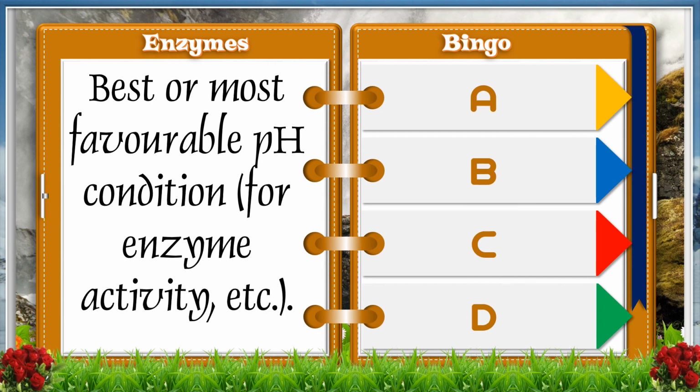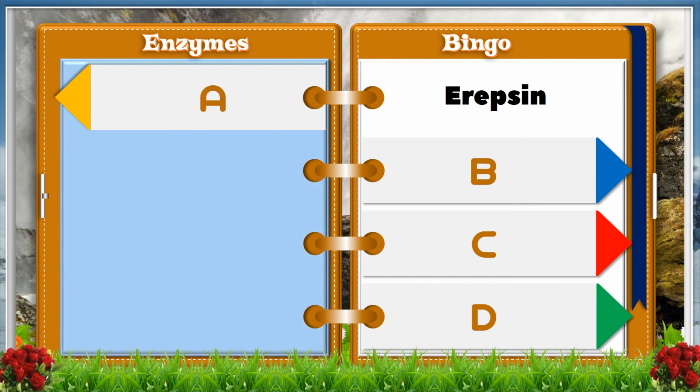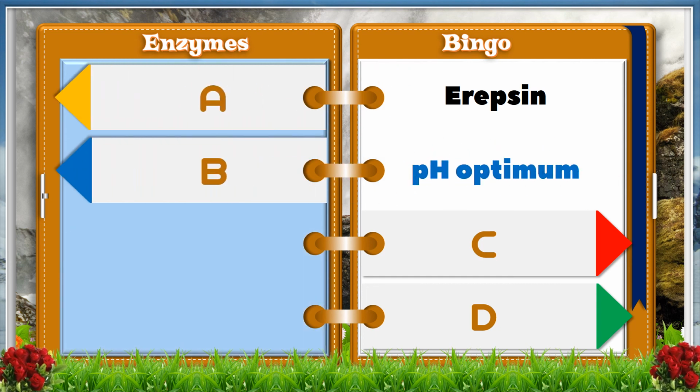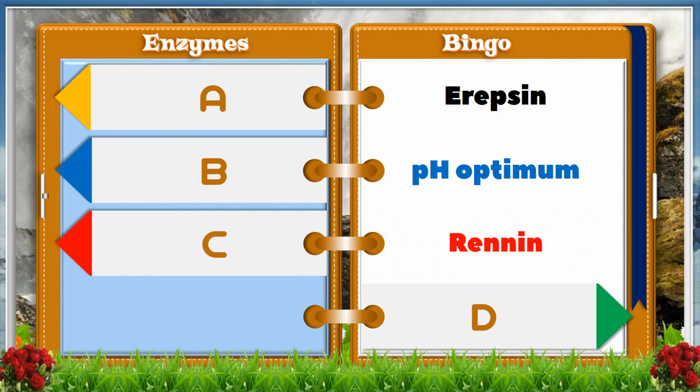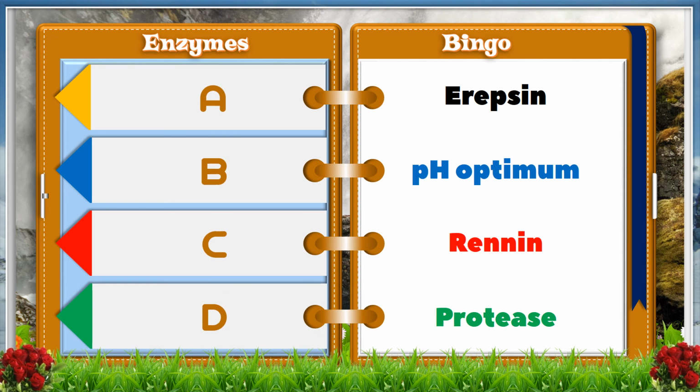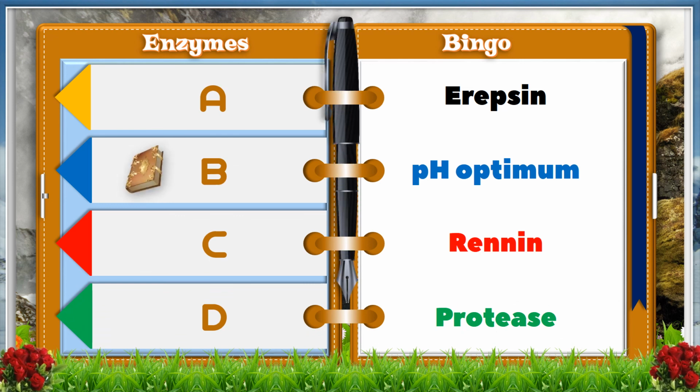Best or most favorable pH condition for enzyme activity. A. Erepsin. B. pH optimum. C. Renin. D. Protease. And the answer is B. pH optimum.